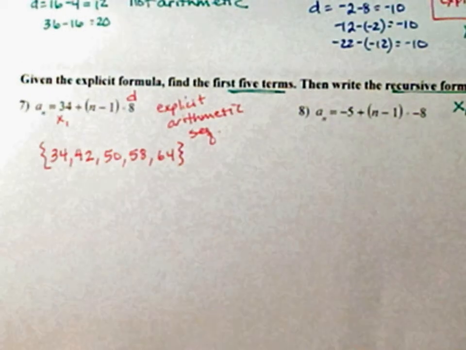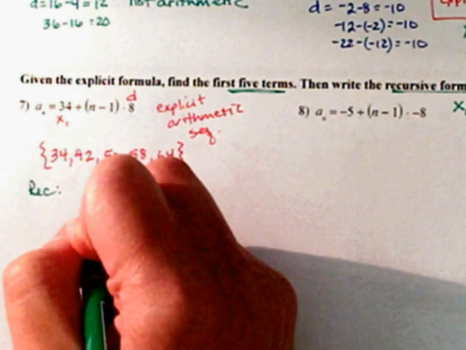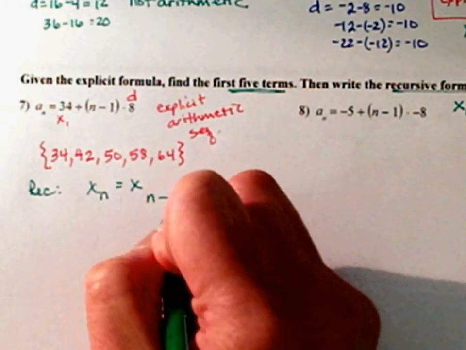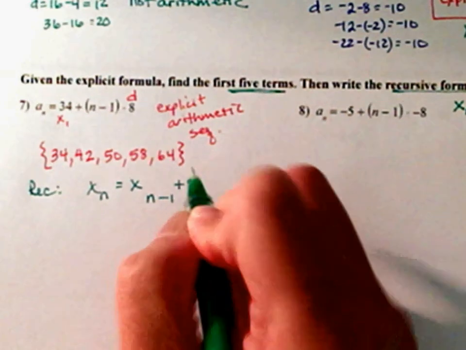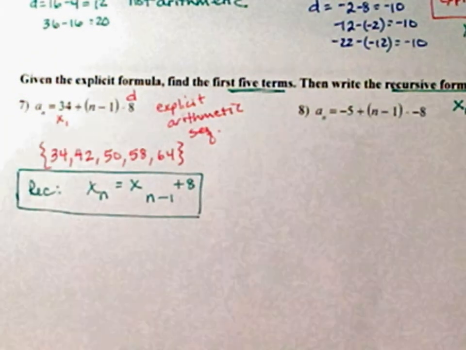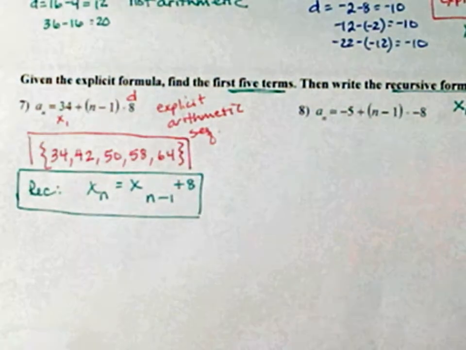Now let's write our recursive formula. So what does your recursive formula look like? X of n equals x sub n minus 1, plus your 8. There's your recursive formula. And there is your first 5 terms. Let's go to number 8.